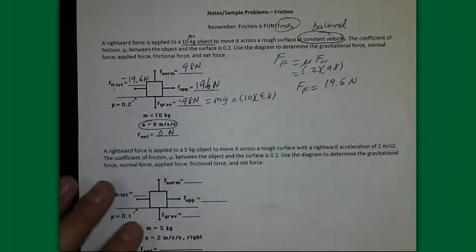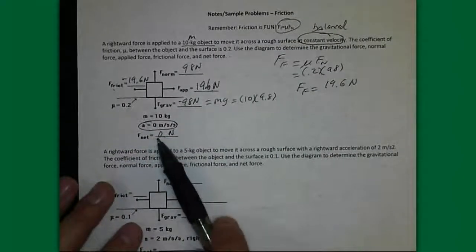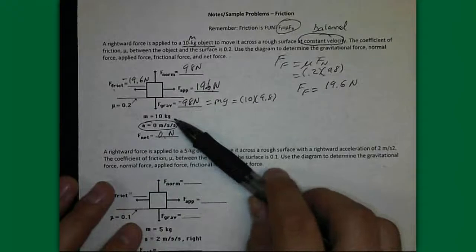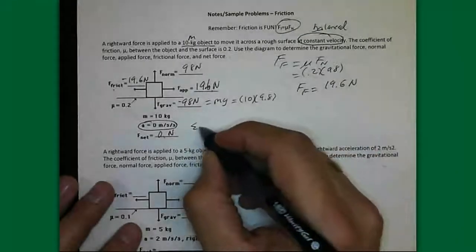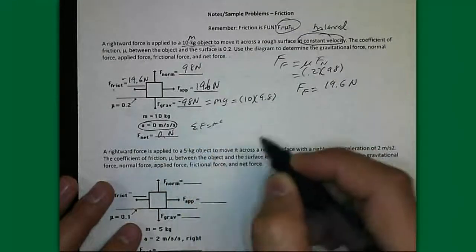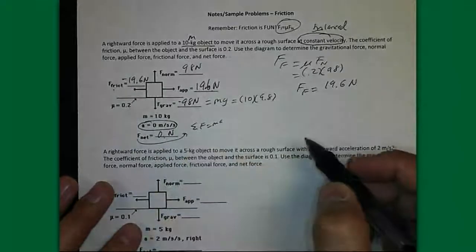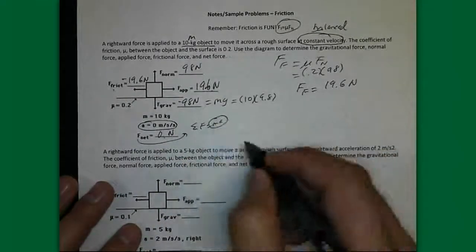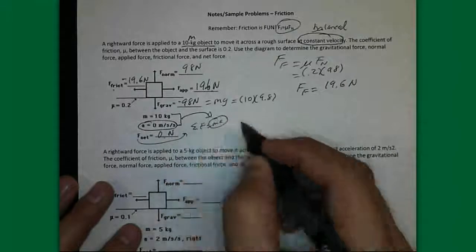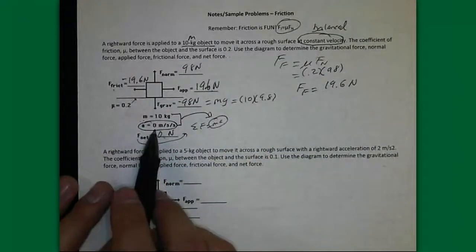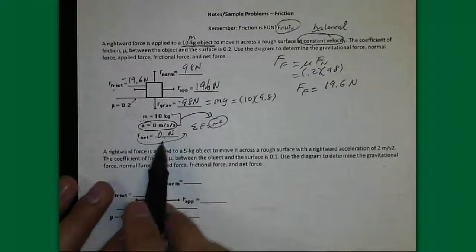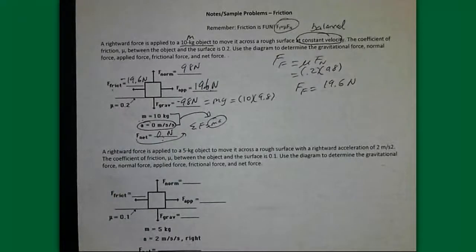But I didn't really have to calculate that because I know the net force has to be 0 if the acceleration is 0. Also, the other way to find it is if you know that sigma F equals ma, well, sigma F is the net force. The net force is the mass times the acceleration, which they give us right here. Mass is 10, acceleration is 0, 10 times 0 is 0. A couple different ways to find that.